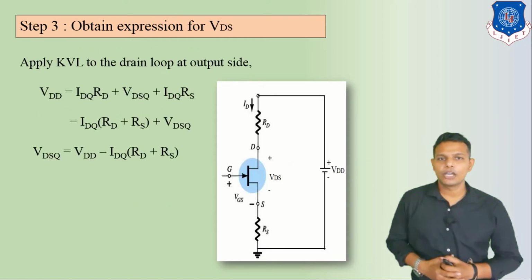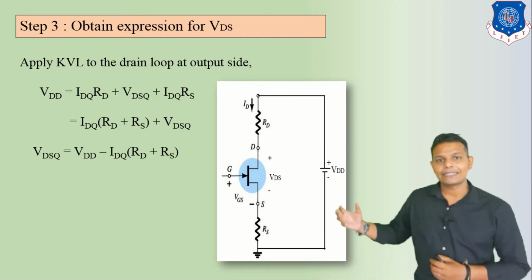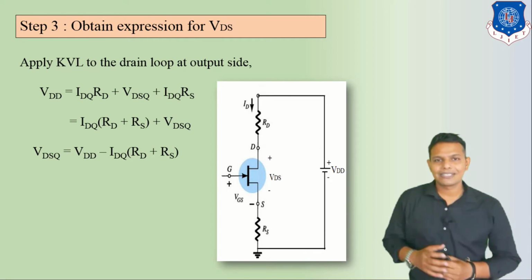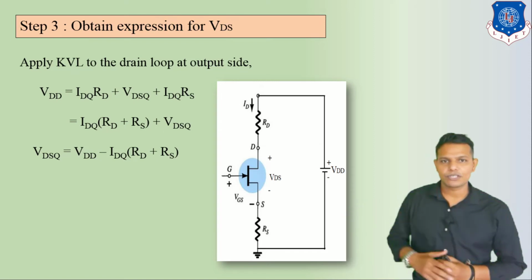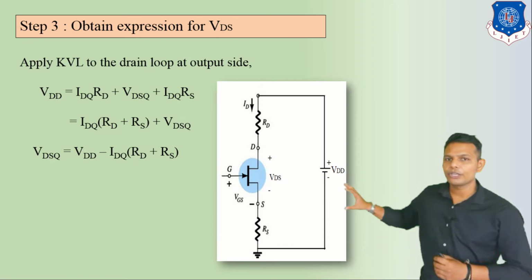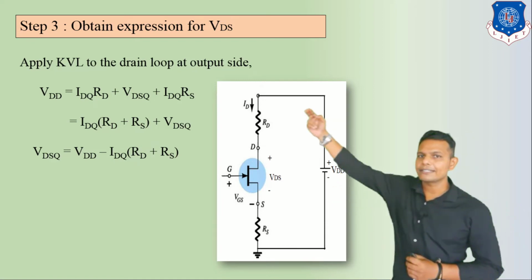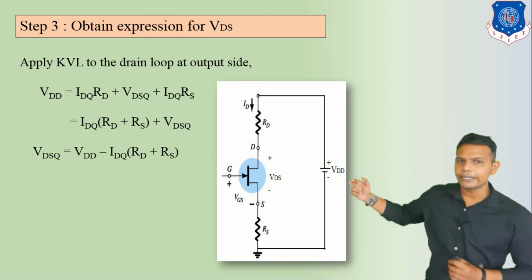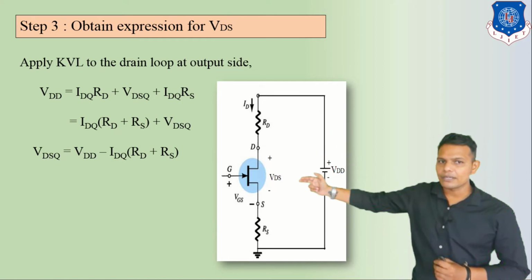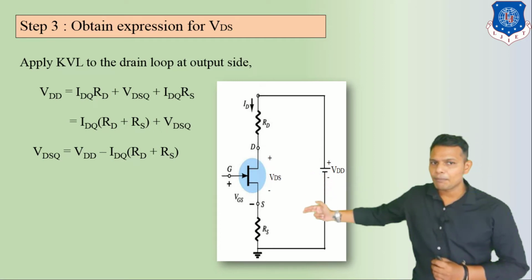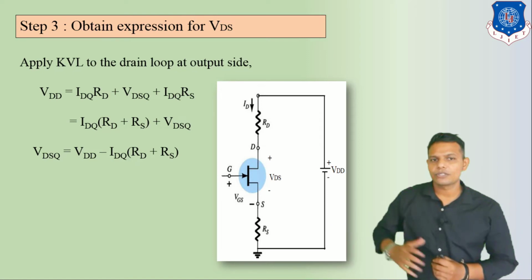Now step number 3, obtain expression for the VDS, which is at the output side. So simple, we have to apply KVL at the output side. So here we are going to start with VDD. So VDD, current flowing in this direction. So VDD minus IDRD minus VDS minus IDRS is equal to 0.